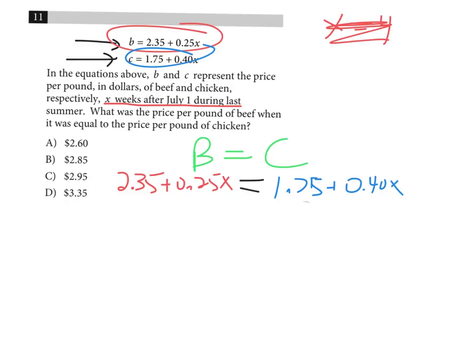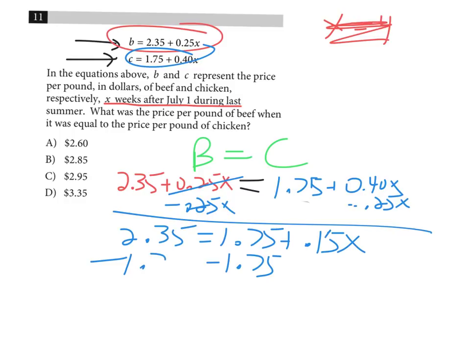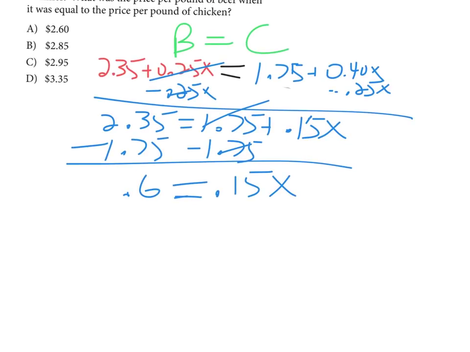Here I'm going to subtract the 0.25x to bring it over to one side of the equation. So I have 2.35 equals 1.75 plus 0.15x. Then I'm going to subtract 1.75 on both sides. That gives me the 0.15x on the right, and on the left, 0.6. Now I'm going to divide both sides by that 0.15. So in this case, x is going to be equal to 4.